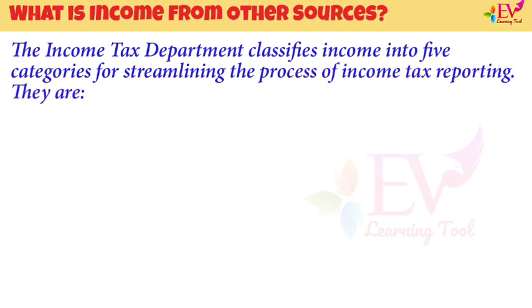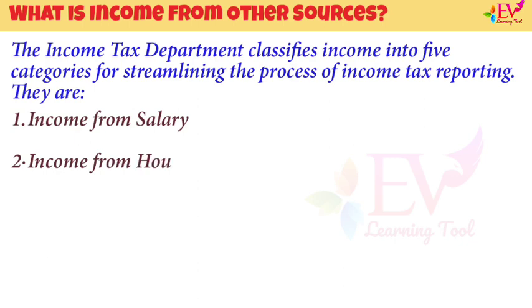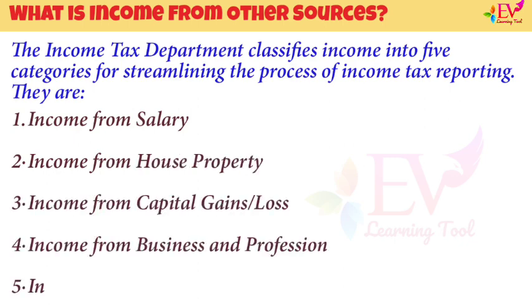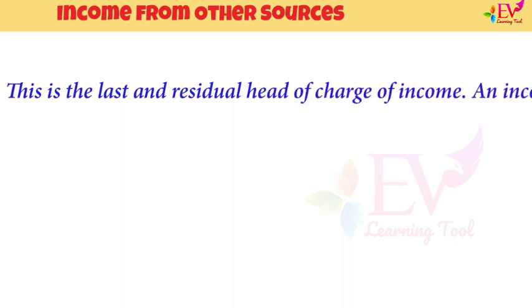They are: 1. Income from salary, 2. Income from house property, 3. Income from capital gains, 4. Income from business and profession, 5. Income from other sources. Income from other sources is the last and residual head of charge of income.